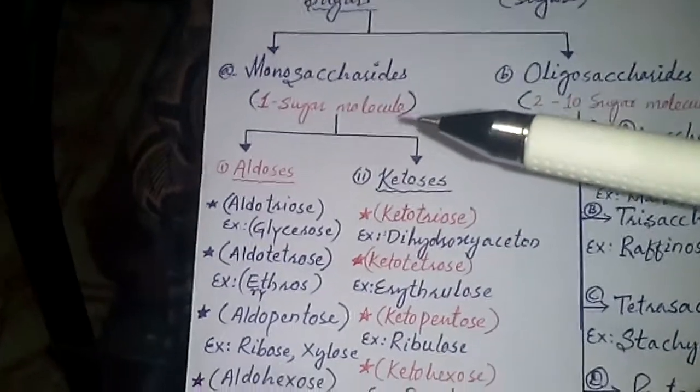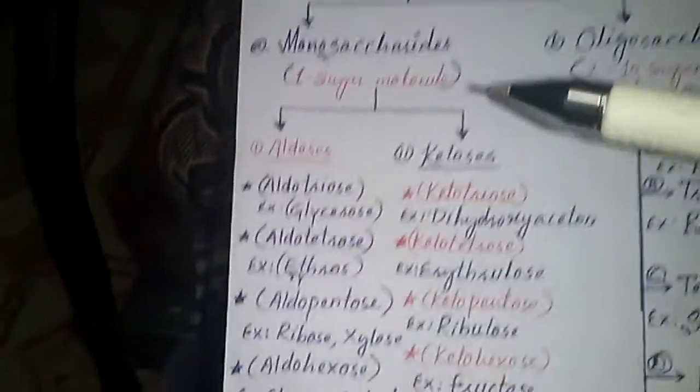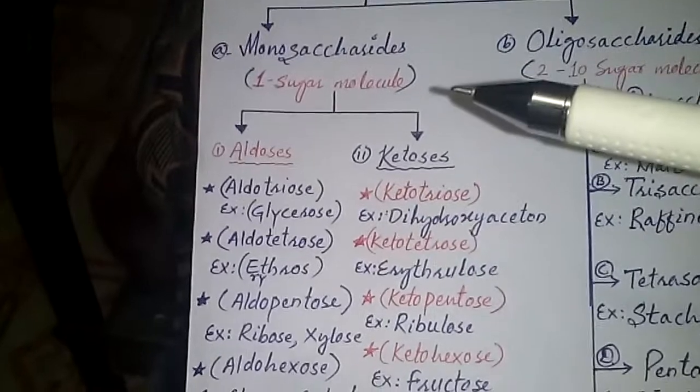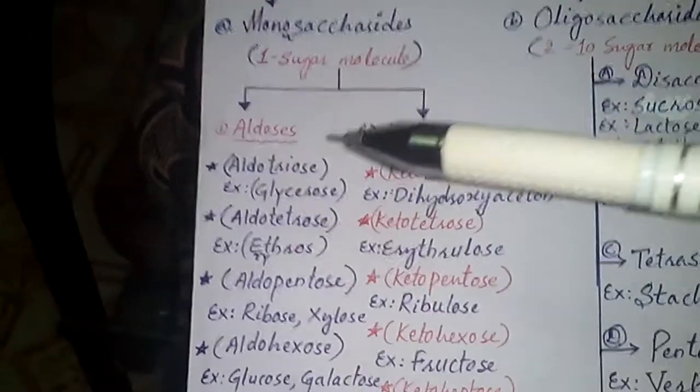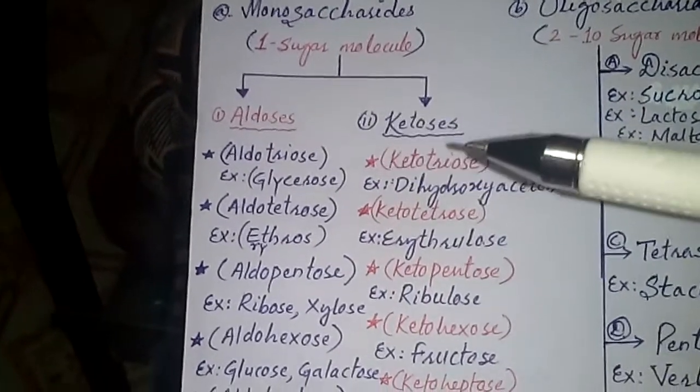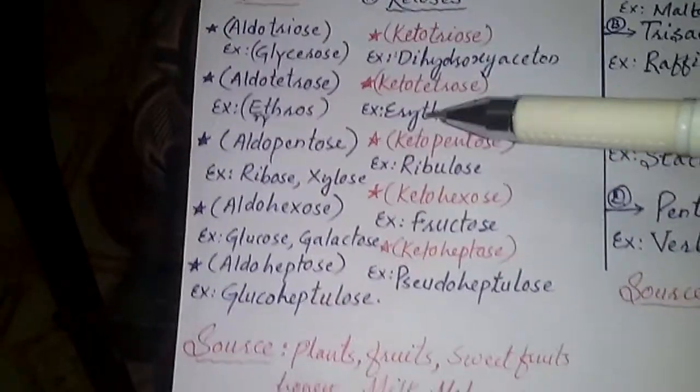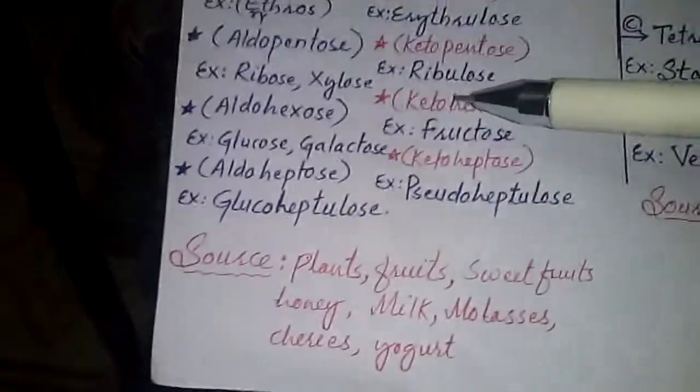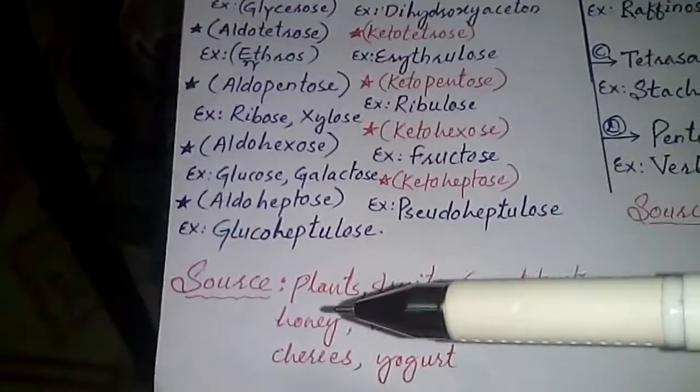This is called monosaccharides, which consist of only one sugar molecule, divided mainly into aldoses and ketoses. So these are the different types of the aldoses and ketoses. Let's see the sources of these monosaccharides.